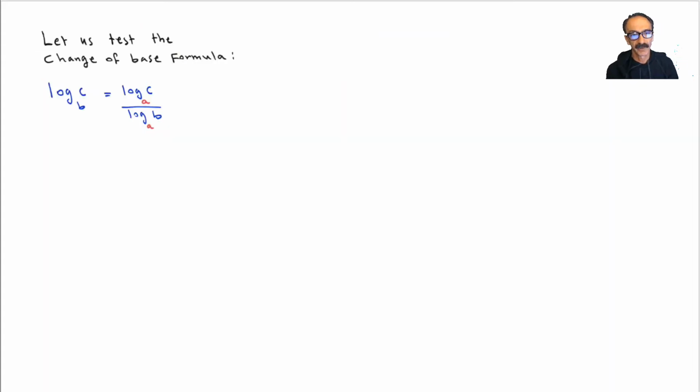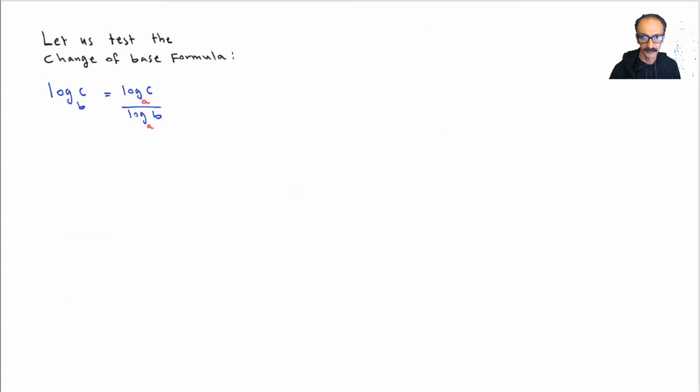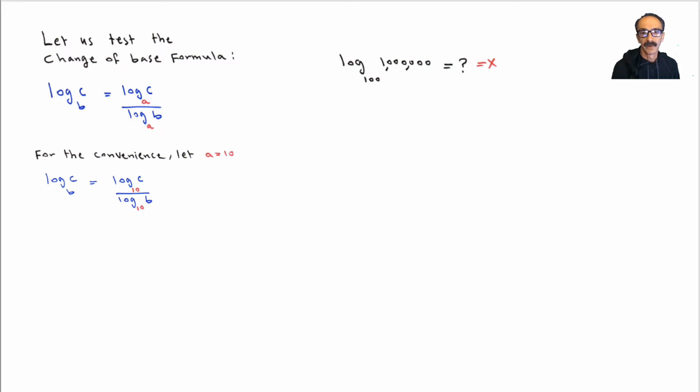Okay, now let's go back and look at it. Went too fast. Alright. Let us test the change of base formula. See how it works, if it works. Let's use some numbers. We're used to the hundreds and tens and 10 to the seconds 100 and so on. So let me use those numbers. For the convenience, let a equals 10, base 10. Log 1 million base 100 equals what?